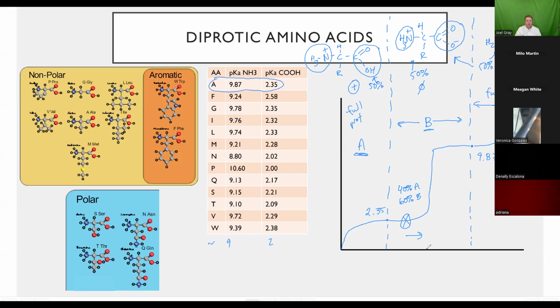Now, there is going to be a point where I'm effectively going to have 100% of my molecule that looks like B. That point is going to be approximately right here, where my x-axis equals 1. That's where I have 100% of my molecule that looks like B. Now, can you calculate approximately what that value is?